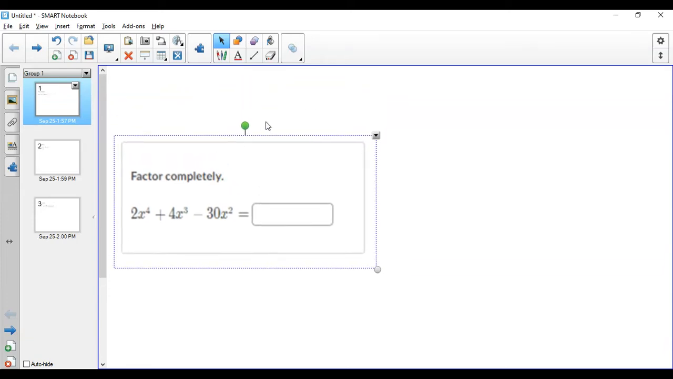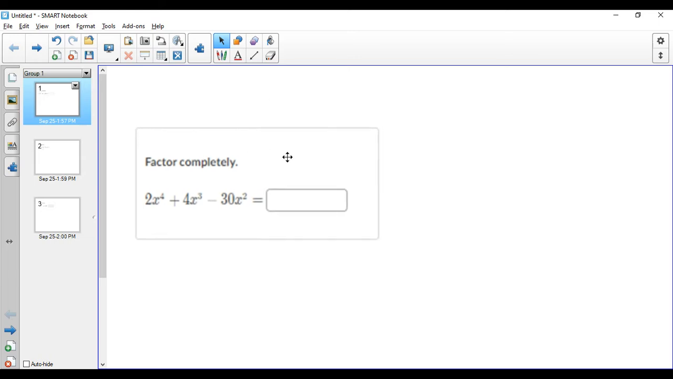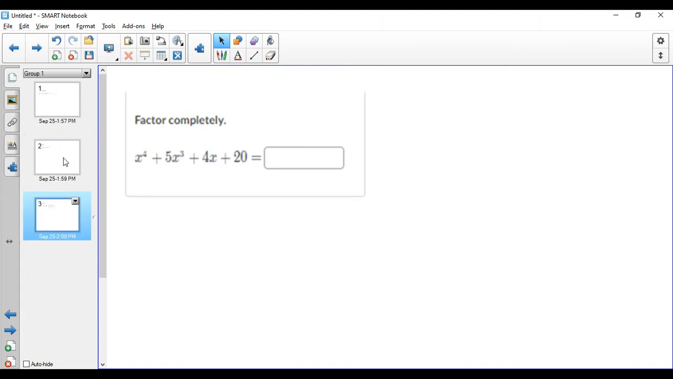All right, we're going to factor some more polynomials here. These won't be quadratics because they'll have higher exponents, but we're going to factor these things. All right, we're going to use all the tools that we've discussed. We have 3 different ones to do today.